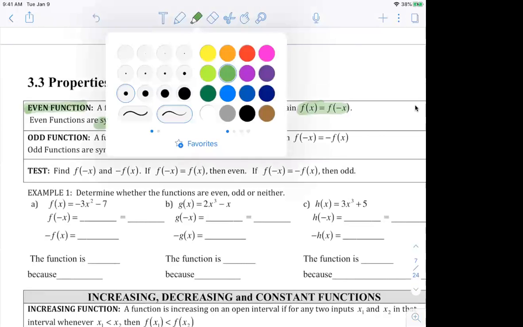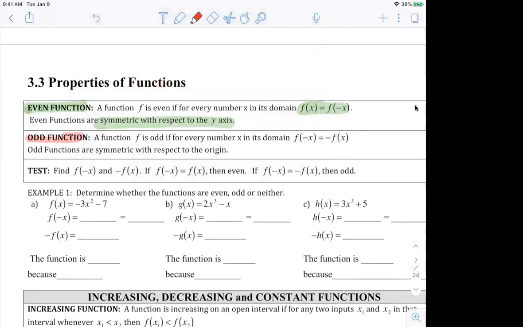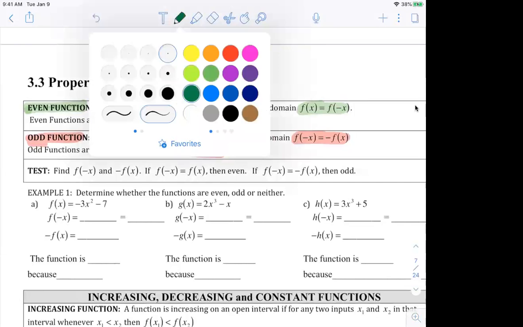Odd functions. It's odd if for every number x in its domain, f of negative x equals negative f of x. Odd functions are symmetric with respect to the origin. So you can have an even or an odd function. You do have to test for it. The definitions right here are things that you need to memorize. If it asks if it's an even or an odd function, you're going to be testing those, and I'll show you how. So let's take a look at the first one here.